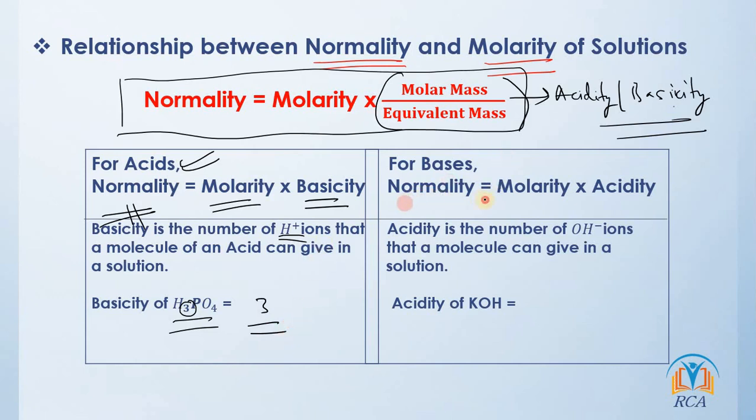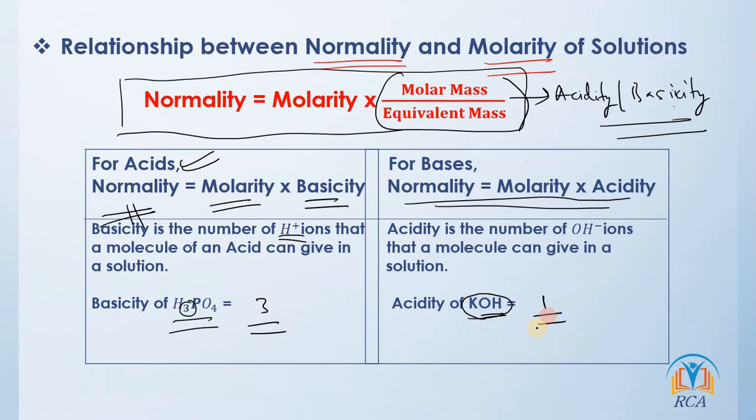Similarly, for bases, what will be normality? Normality will be molarity into acidity, because for bases we calculate acidity, which is the number of OH minus ions that a molecule can give in a solution. Then in this particular question, how many OH minus ions can we see? We only have one OH minus. So in that case, what is the acidity of potassium hydroxide, KOH? It's going to be 1.